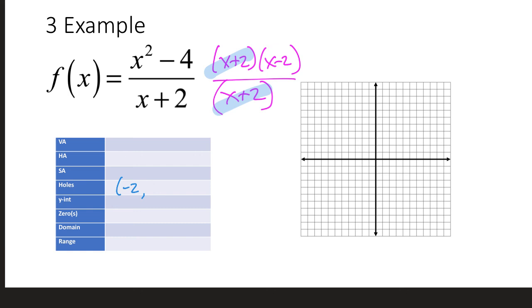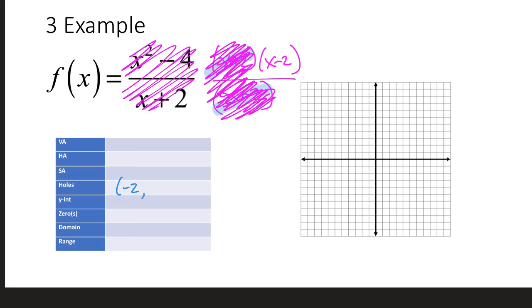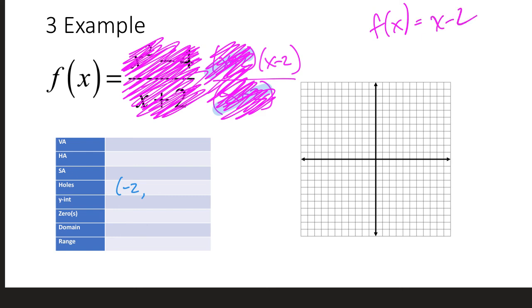Now, this is really, really important. I would like you to cancel those, but not only that, cancel out the original function. I don't even want you looking at it anymore. It doesn't exist anymore. All that is left now of your function is this. I hope when you look at that, you know, hey, that's a line. I can graph that line right now if I want to. But first, before you do that, let's figure out the second part of the hole.